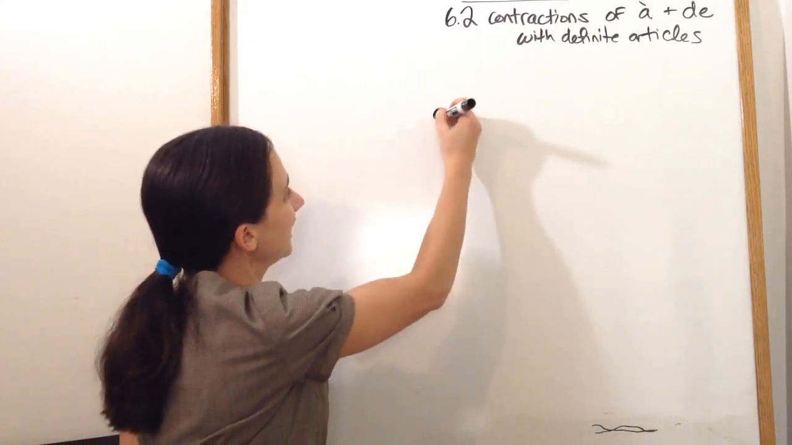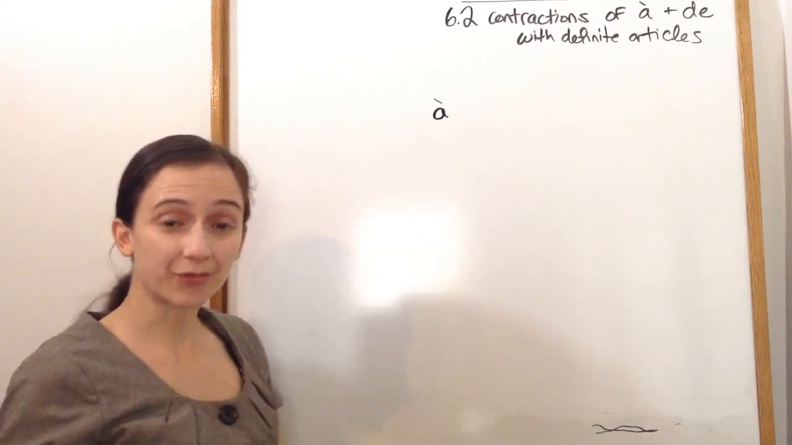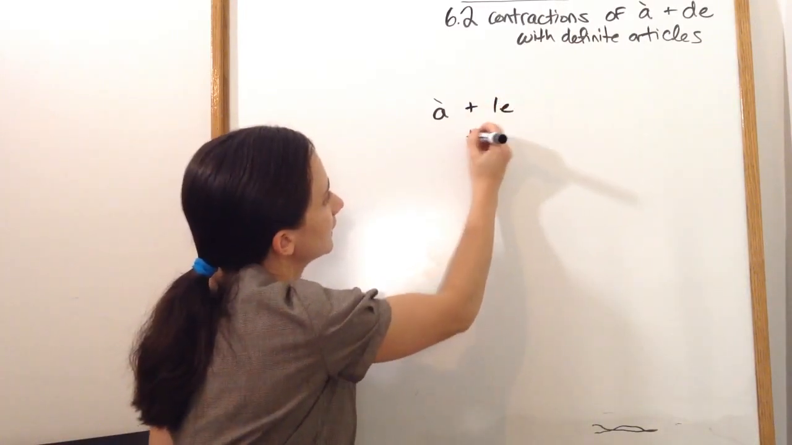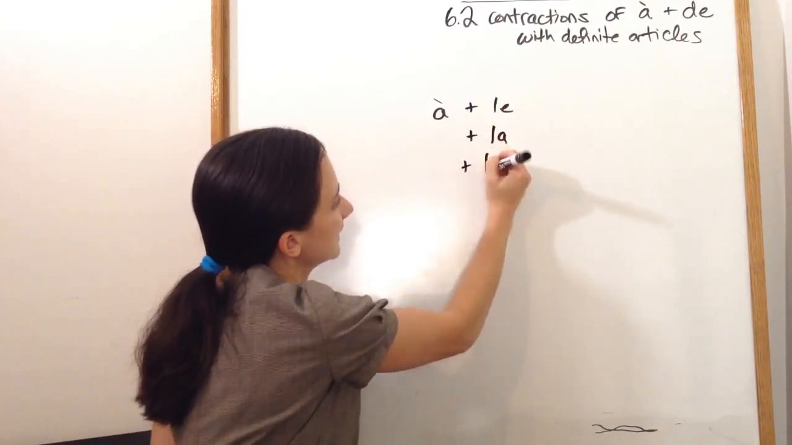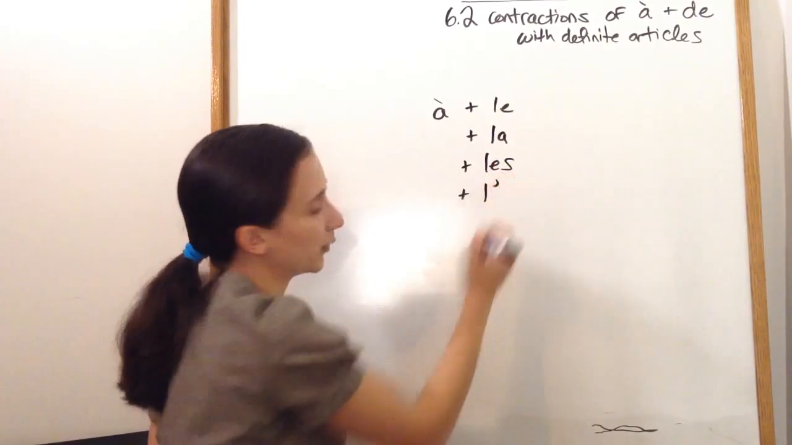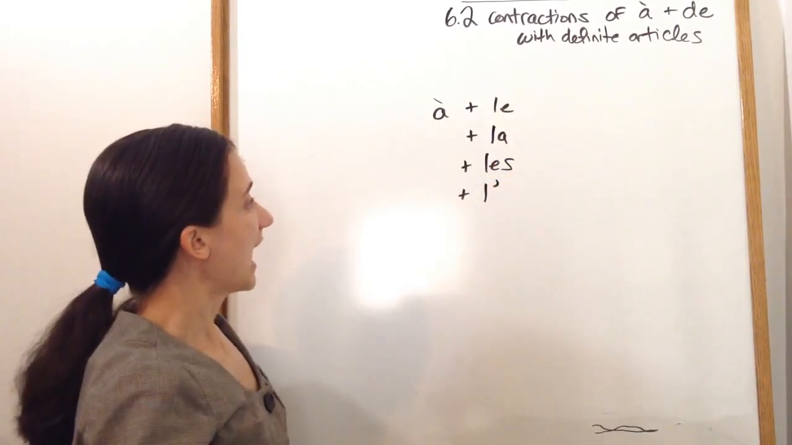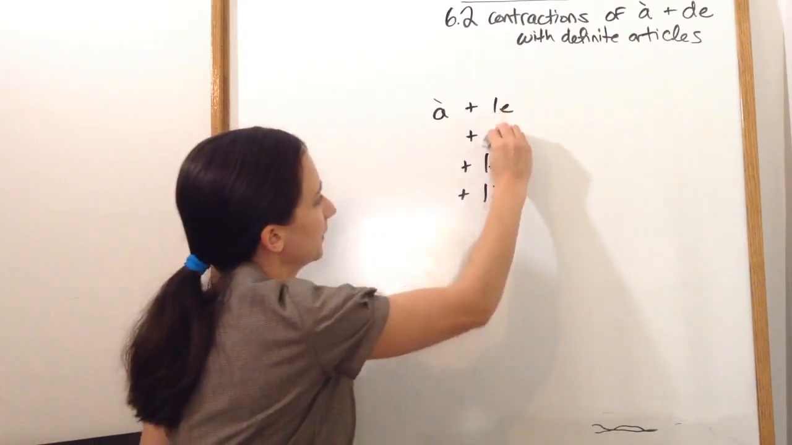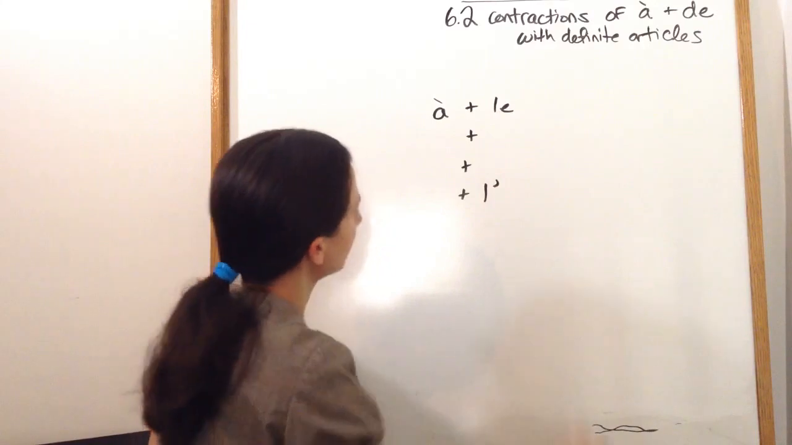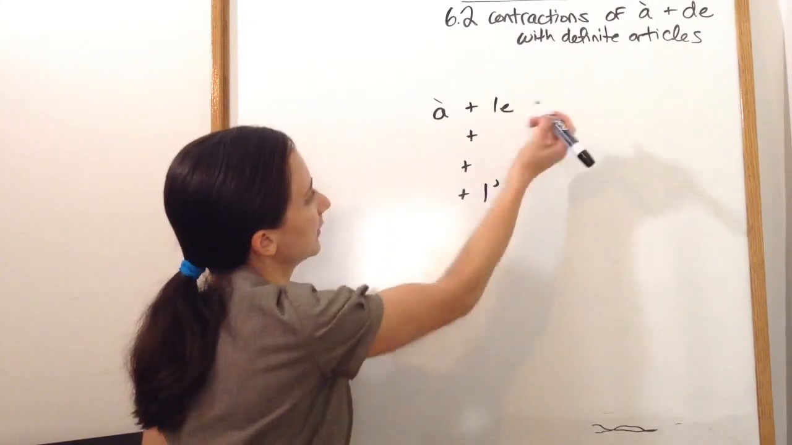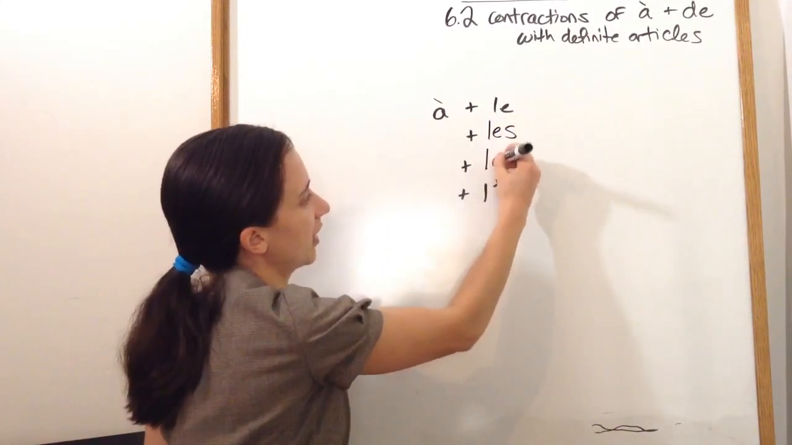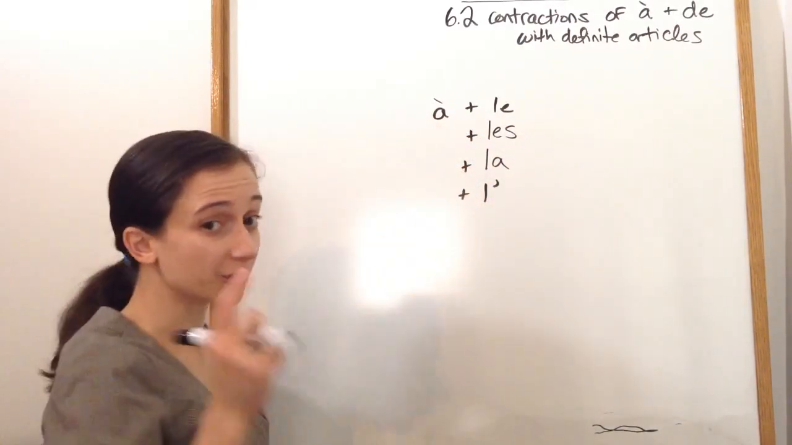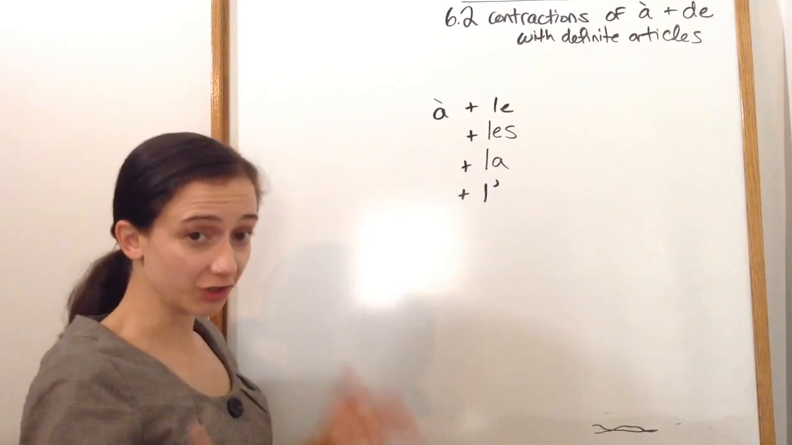When we have a next to a definite article, so what are our definite articles? Le, la, les, and apostrophe. Okay? And I'm actually going to move this around and you will see why. I'm going to move this to make it a little bit easier in our pattern here. So I'm going to put le and les together, la and apostrophe, and you'll see why in just a second.